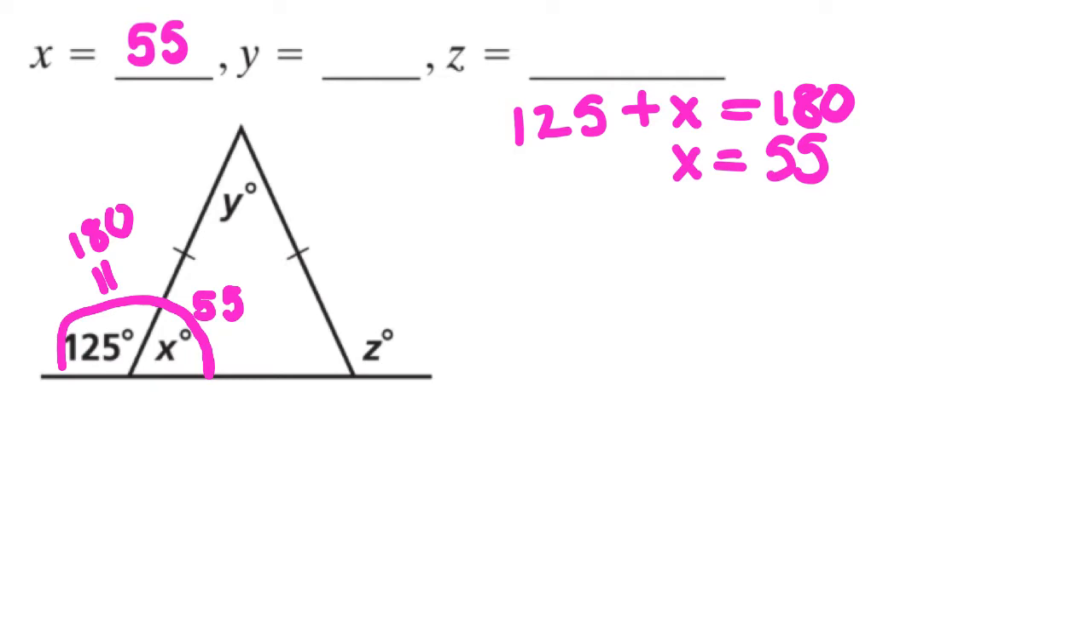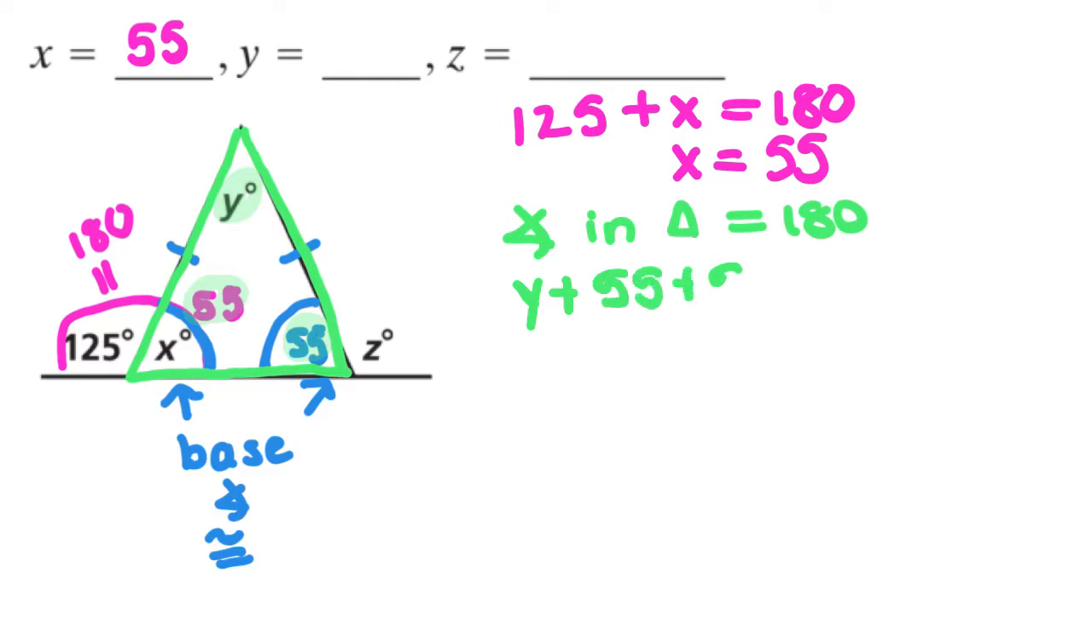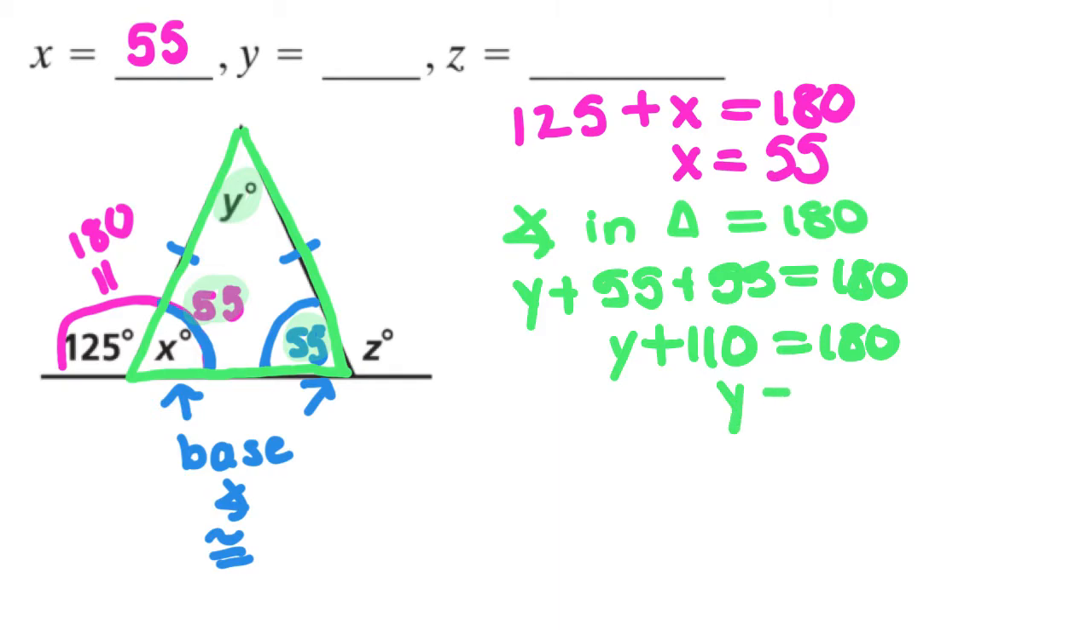Now, because this is an isosceles triangle here, we know that the base angles are congruent, meaning that this angle here and this angle here are congruent. So if this angle is 55, then I know that this angle over here is also 55. Now, if I look at this triangle here, we know that all the angles in this triangle equal 180. So we have a y, a 55, and a 55. So my equation would be y plus 55 plus 55 equals 180. So you get y plus 110 equals 180. So y is equal to 70.